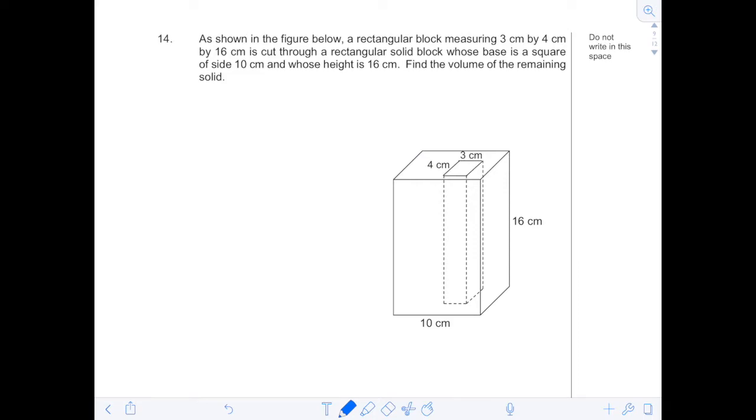First we have to find out what is the whole volume of the big thing. We know that the base here is a square. Because the base is a square, this 10 cm will be replicated here. This one also has to be 10 cm. So first we're going to find the volume of the big block. Volume of big block will be equal to 10 times 10 times 16.